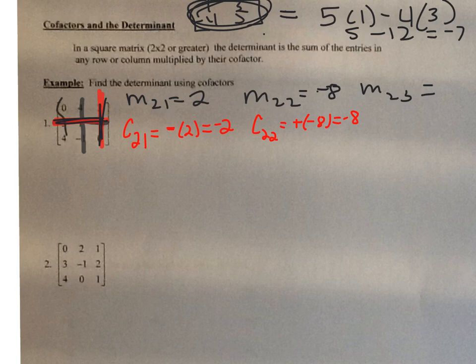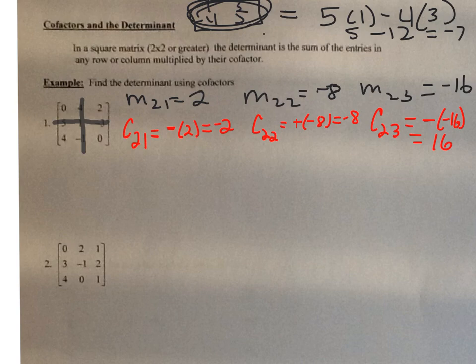So 0 times negative 1 is 0, and then 4 times 4 is 16. So it's 0 minus 16, which is negative 16. And then my cofactor of 2, 3: 2 plus 3 is 5, so negative 1 to the fifth power is a negative, times negative 16 is positive 16.